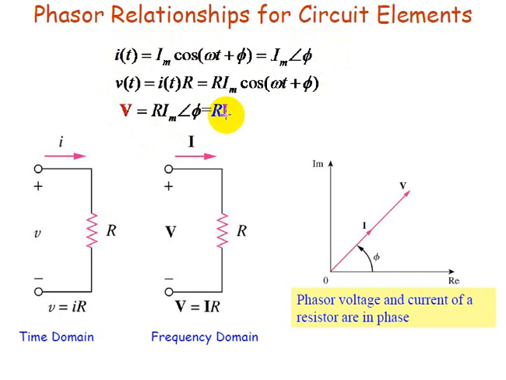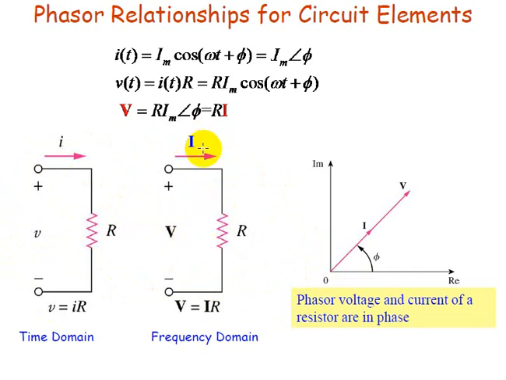As long as current and voltage have the same angle, we can say the phasor voltage and current of a resistor are in phase, because these two angles are the same. The phase angle is the same. Therefore, the current-voltage relationship of any resistor in the frequency domain is in phase.